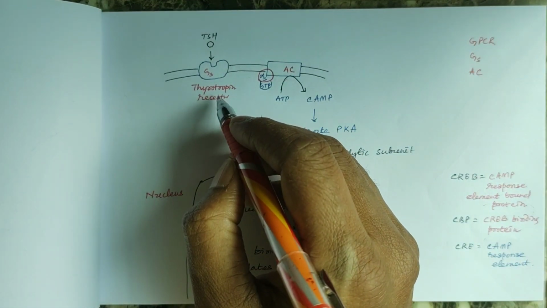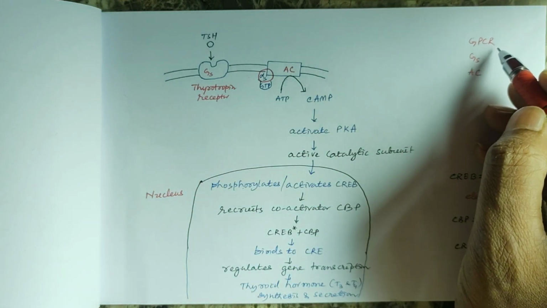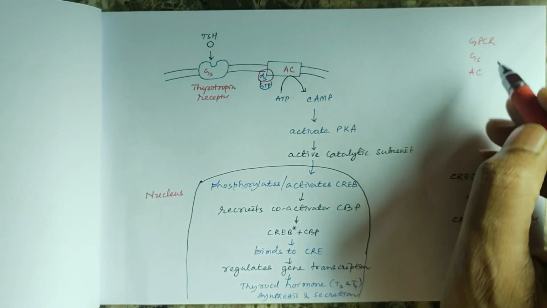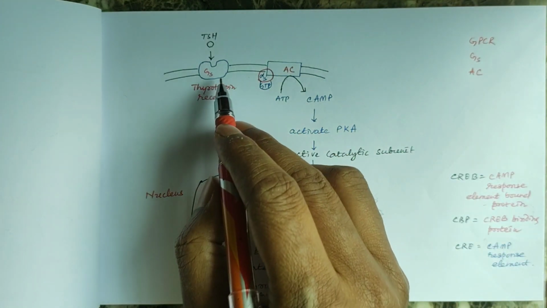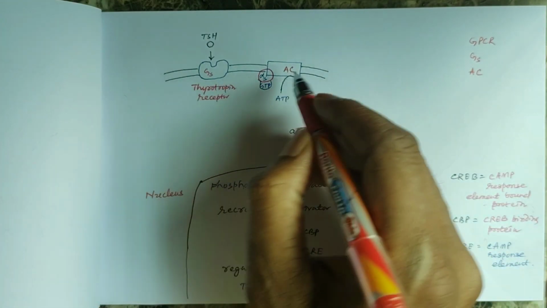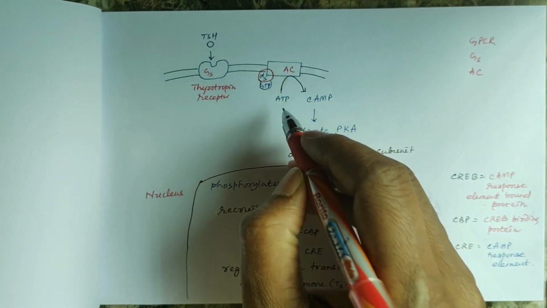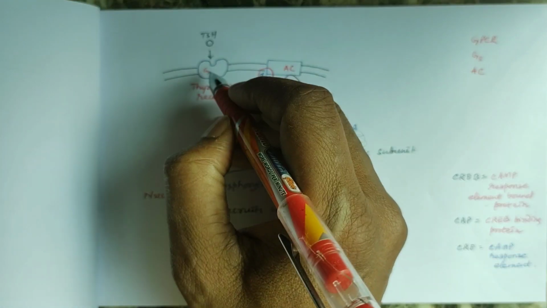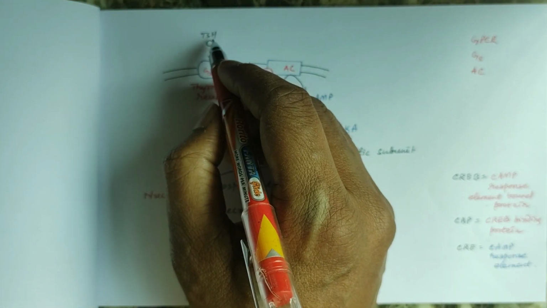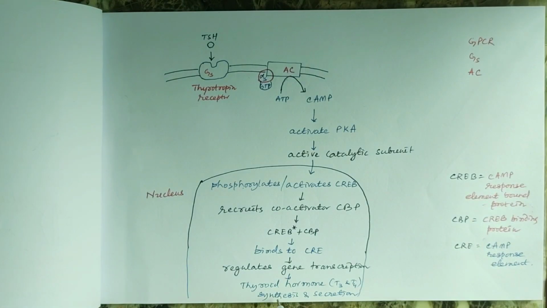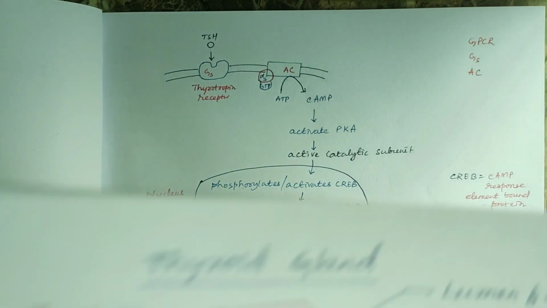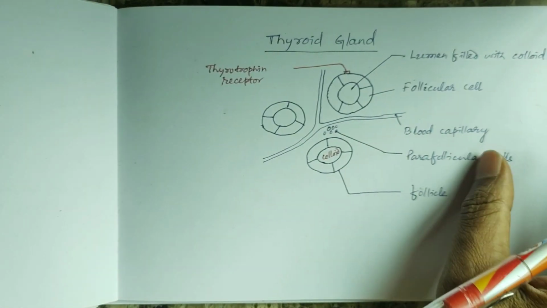Thyrotrophin receptor is a G protein coupled receptor, and the effector of this G protein coupled receptor is adenylate cyclase, which converts ATP to cyclic AMP. And the ligand for this receptor is thyroid stimulating hormone. So when this thyroid stimulating hormone acts on the thyrotrophin receptor, there will be production of the thyroid hormones T3 and T4. So you can refer to our earlier classes on thyroid glands, hyperthyroidism and hypothyroidism, and drugs for them.